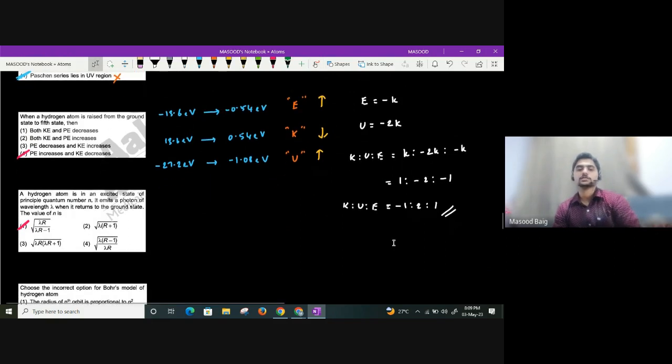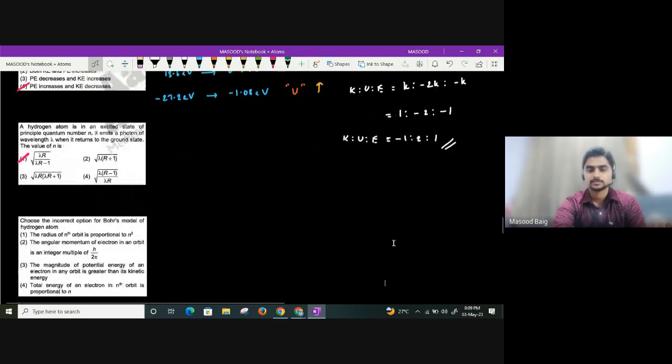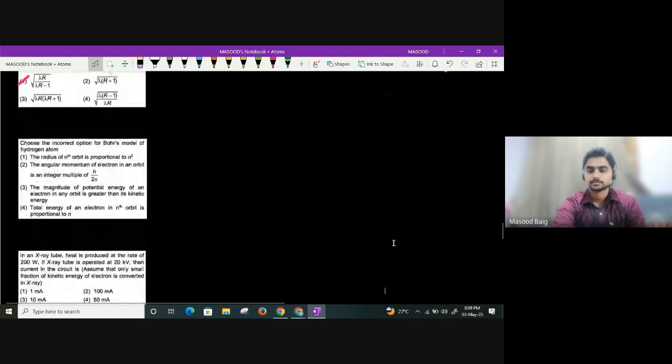So whenever a hydrogen atom is taken from ground state to fifth state, what will happen? Total energy value will be increasing, kinetic energy will be decreasing, potential energy will be increasing. Clear, all of you?